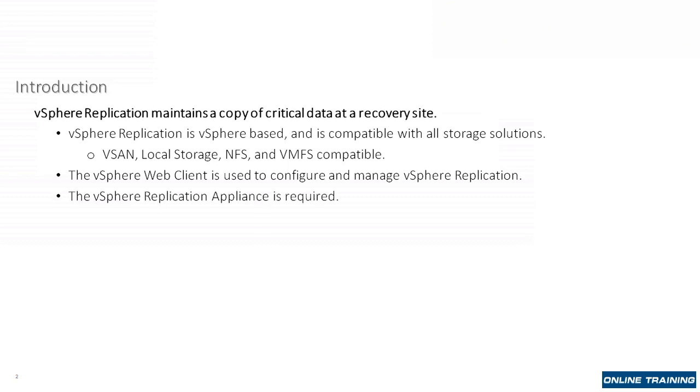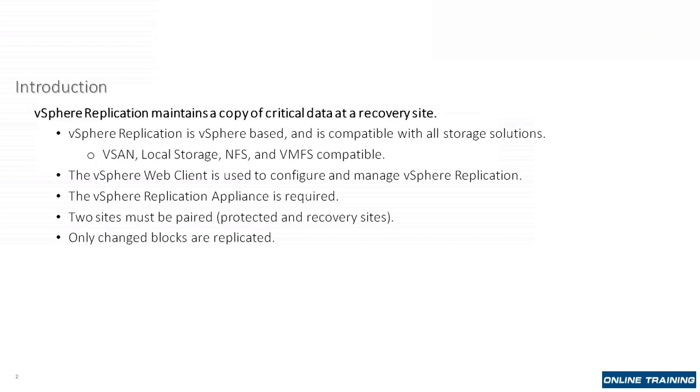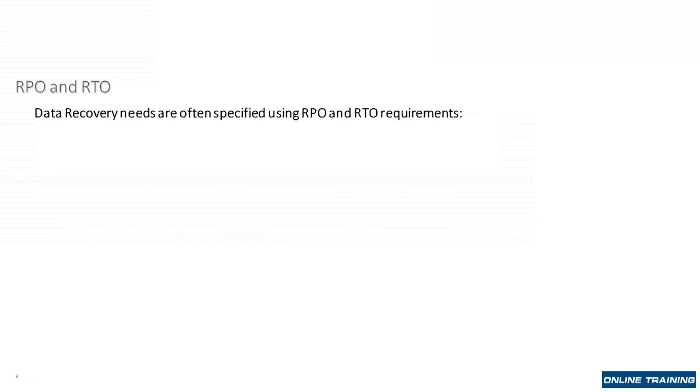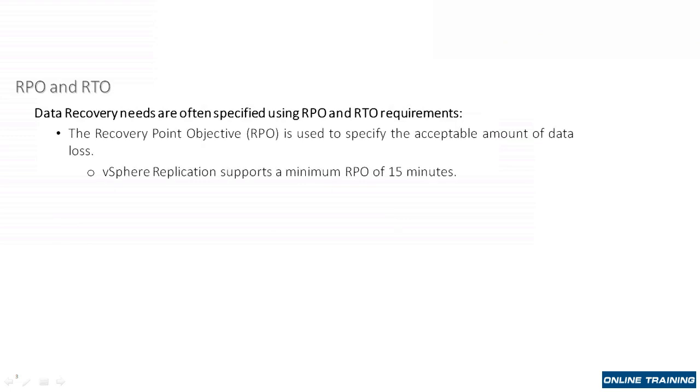We do have to roll out a vSphere replication appliance in order to configure this, and then we'll pair the two sites together and we'll replicate changed blocks to reduce the amount of traffic generated by vSphere replication. It does not support synchronous replication, meaning I can't have real-time replication of data. I have a recovery point objective of at most every 15 minutes. That's the most frequent interval that I can replicate data using vSphere replication.